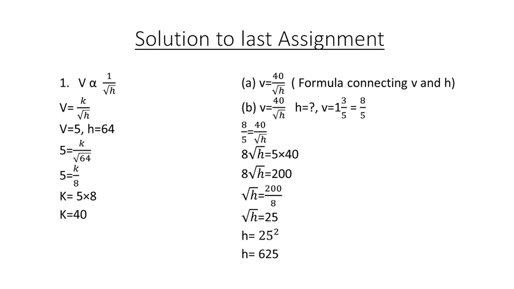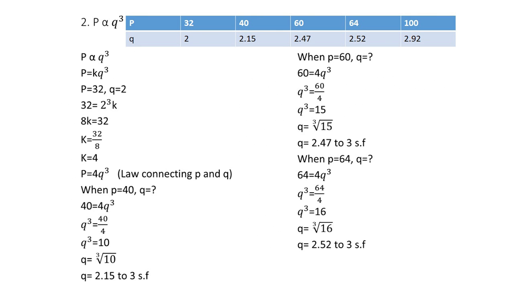Then let's quickly look at question 2. In that question, we are given a table. That table has two rows, a row for P and a row for Q, and it has six columns. In the first column, we are given 32 for P and 2 for Q. For P, we also have 40, 60, 64, and 100. We were told to find Q when P equals 40, when P equals 60, when P equals 64, and when P equals 100.